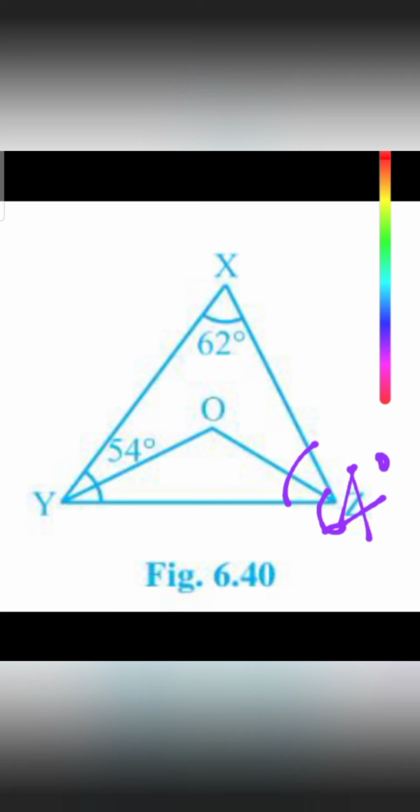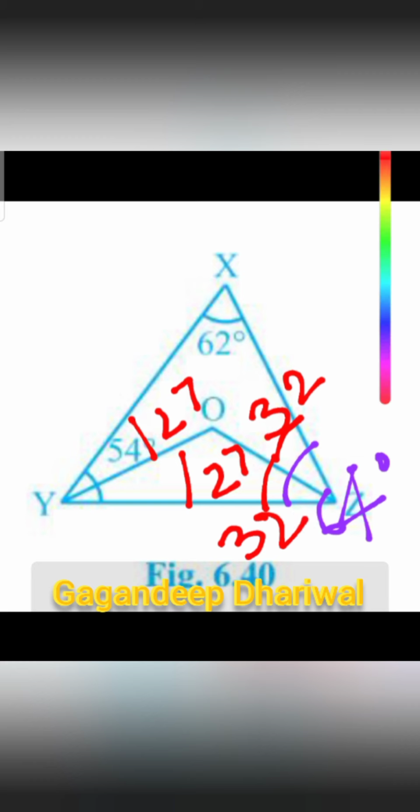As you know, it is given in the question that YO and ZO are the angle bisectors, bisecting angle XYZ and angle XZY. It means these two are equal, and if these two are equal, you can write it as 27 and this one is 27. So these two are 27, and let us count this one. These two are 32 and this is again 32, because bisector means the angle is divided into two equal parts.